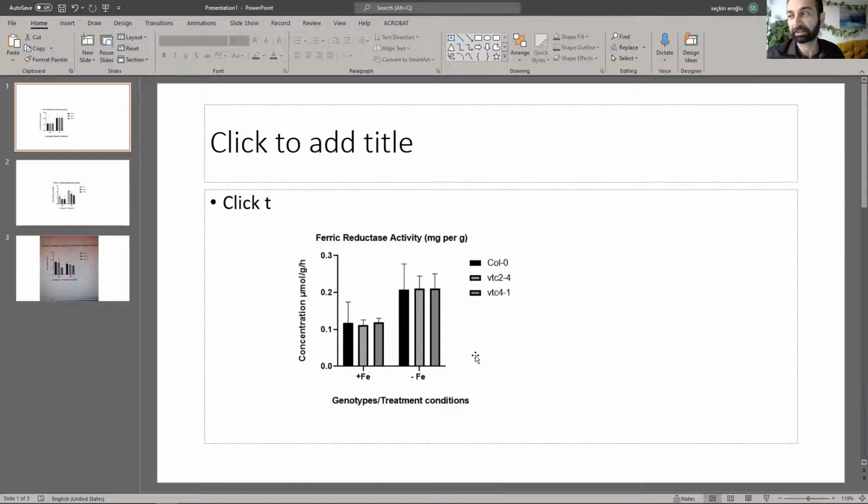Therefore, we cannot trust that. There is something wrong here for sure. Okay. So the questions we need to ask always are, did the controls work? Second, are the controls enough? What else could have been controlled here? So we could put a mutant, which we know is always iron deficient, and see if the reductase activity increases, for example.